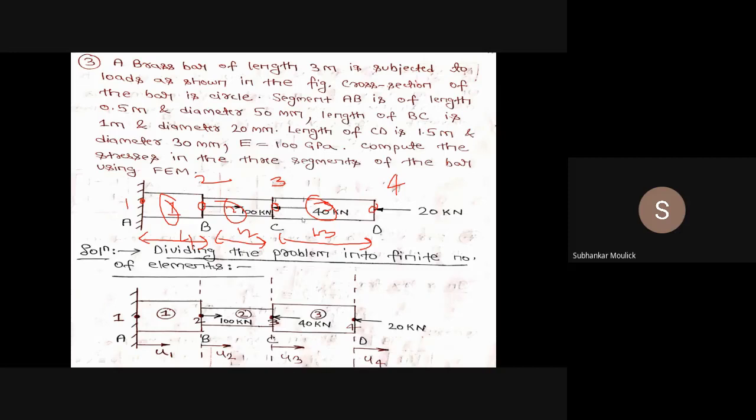Now this Ke matrix, this element stiffness matrix, will be different for each and every element if the other elements have different lengths, different cross sections, and different materials. But if they are made up of the same material, then definitely the value of E will be the same.